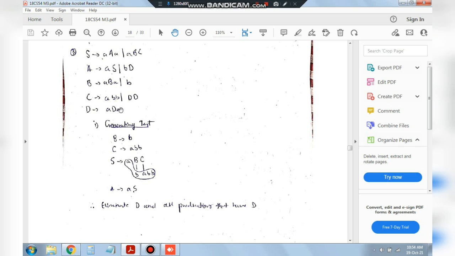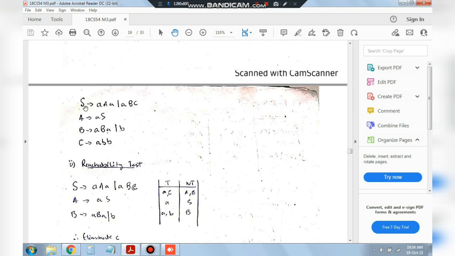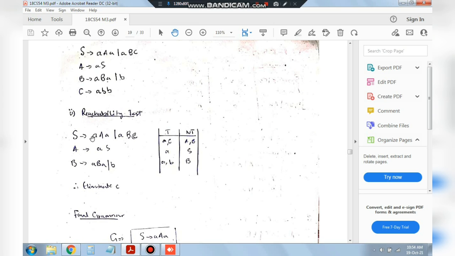So when you eliminate these, we'll be obtaining four lines, which are along with S, the three lines A, B, and C. Here you cannot find any D. This was the first test, which was the generating test, and the result of this is here. Then we will perform the reachability test on this one. For the reachability test, we have to see which letters are possible to be reached from S. S goes to A, capital A, and here capital B. So we'll be writing A and capital B here. Then we'll be doing the same thing for A and B also. When we do the same for A and B, we did not find any new character or C here. So therefore eliminate C.